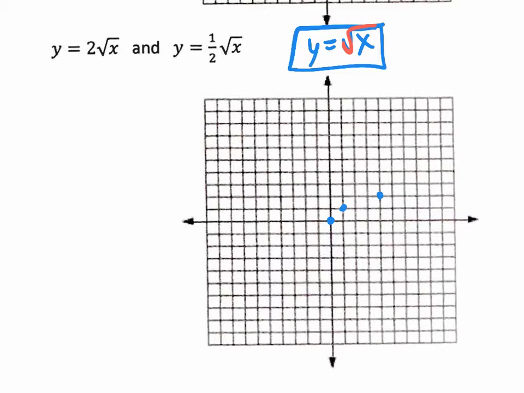2 on the y because the square root of 4 is 2. And last but not least, 9, the square root of 9 is 3. So 9 on the x, 1, 2, 3 on the y. There's your parent graph, y equals the square root of x.